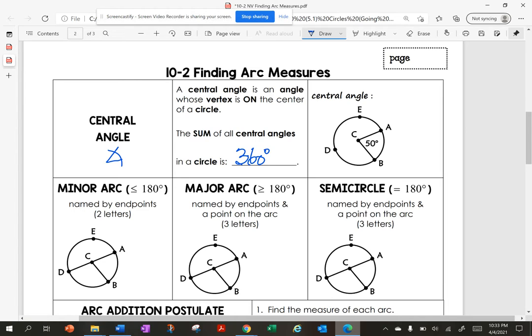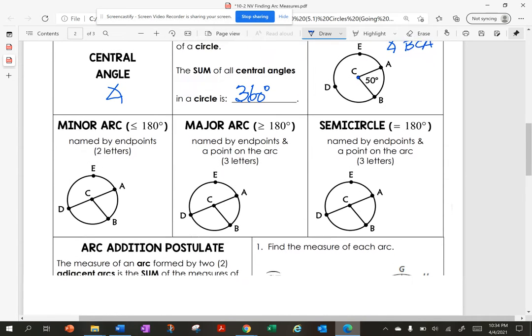Okay, so if I go all the way around, the center of my circle in this example is C. So a central angle in this particular example is going to be angle ACB, or I could call it angle BCA. So C is the vertex, and that is the center of the circle. So the central angle is actually 50 degrees in this example.